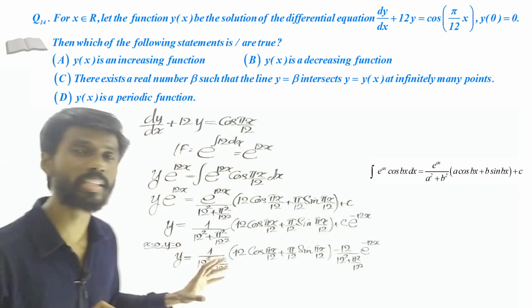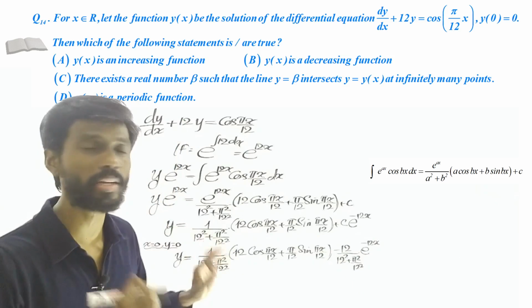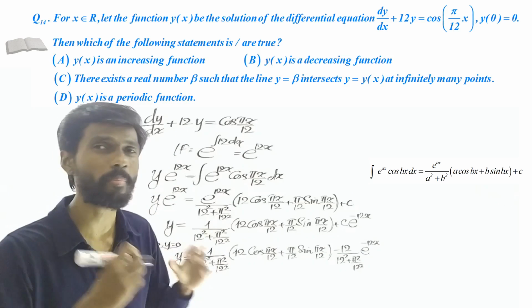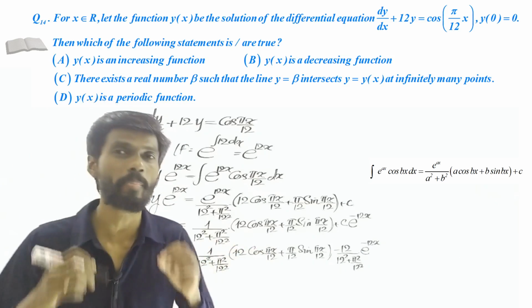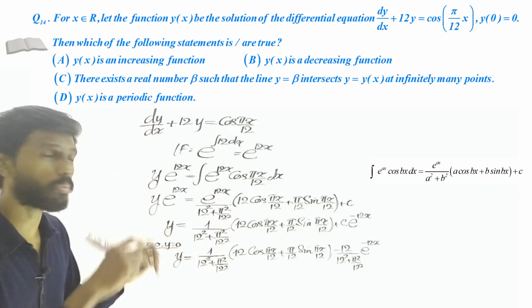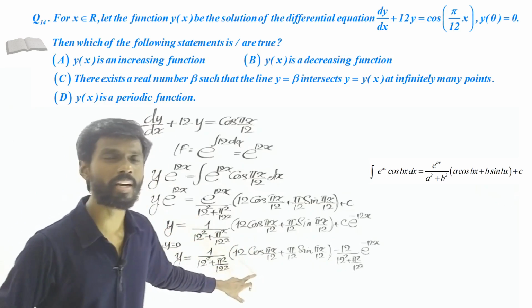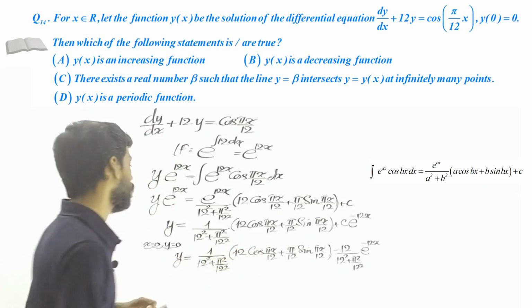So it is not an increasing or decreasing function, nor is it a periodic function. But does it intersect the x-axis, not the line y equal to some beta, right? So does there exist a beta for which the line y equal to beta intersects the curve at infinitely many points? So let us see. See, y equal to beta. Conveniently we can choose the value of beta to be 0.